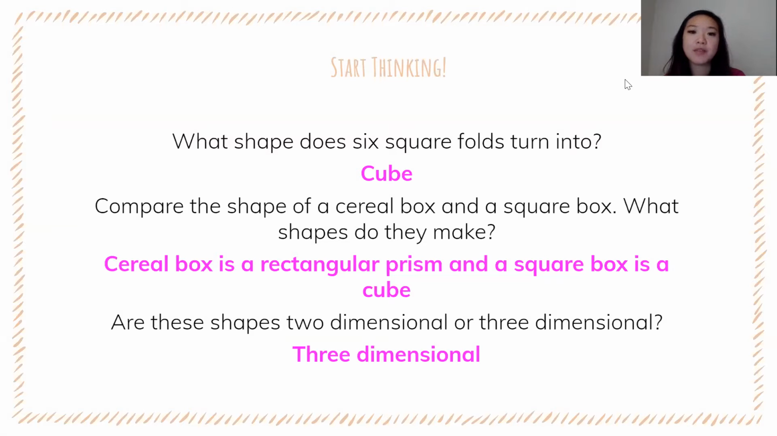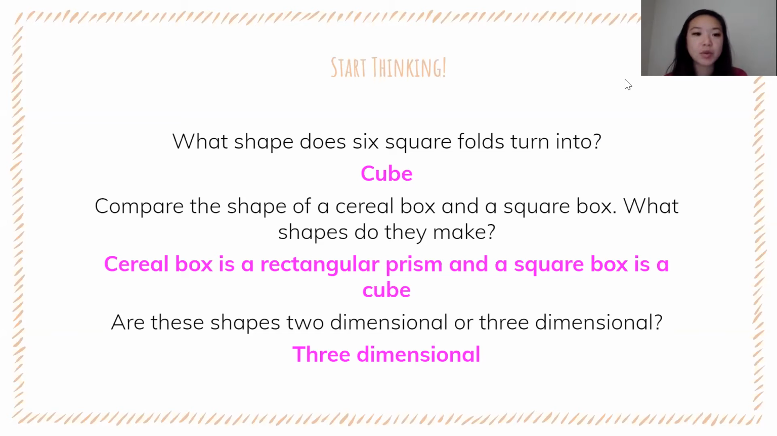Then, compare the shape of a cereal box and a square box. What shapes do these make? When we were learning volume, we learned about cubes and rectangular prisms. If you remember that lesson, a cereal box or the shoe box that I showed you is a rectangular prism, which means not all the sides will be the same. At least one side will be different, and then for a square box, every side will be the same. So a cereal box or the shoe box is a rectangular prism, and a square box is a cube.